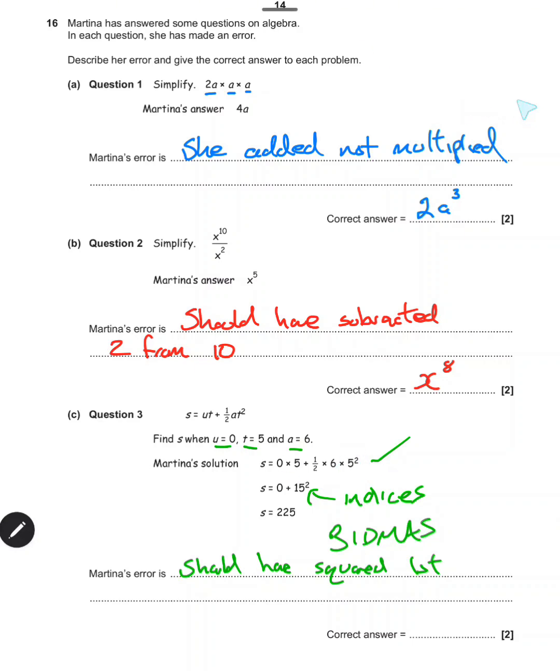So I'm going to work the actual answer out now. 5 squared is 25. That's the bit we need to do first. We then need to do multiplication. So 0 times 5 is just 0. That's all going to go away. We now need to do 25 times 6 times a half. And that would be the correct answer. Well, 25 times 6. 4 25s are 100. 2 more would be 150. And then we need to do a half of that, which is 75.